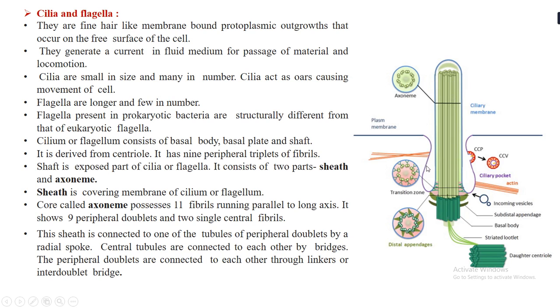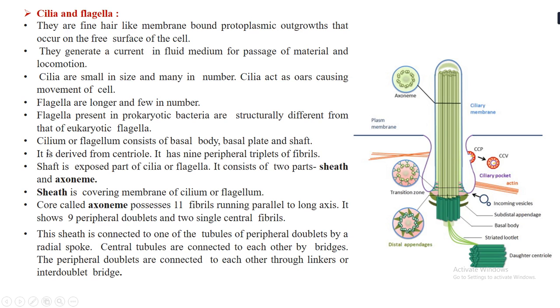Now this sheath is connected to one of the tubules of the peripheral doublets by a radial spoke. So here you can see that there are radial spokes which are present, and the central tubules are connected to each other by bridges. The peripheral doublets are connected to each other through linkers or the inter-doublet bridge. So this is about cilia and flagella.